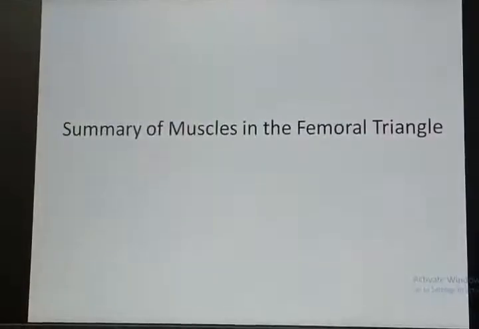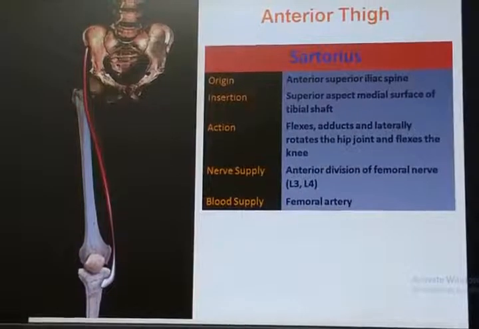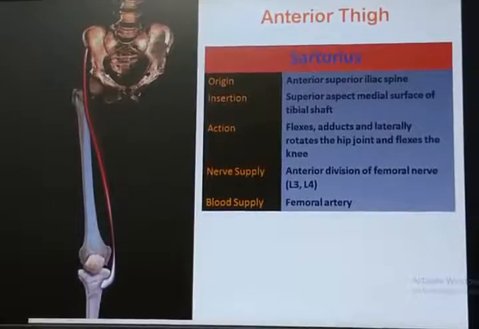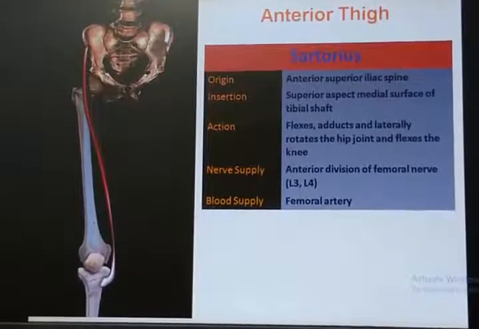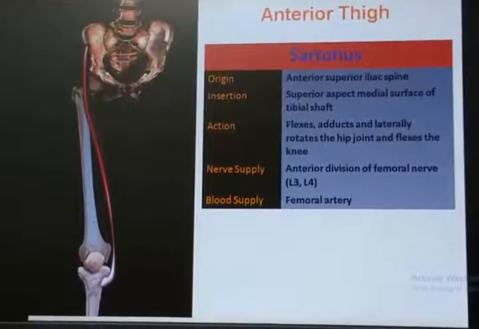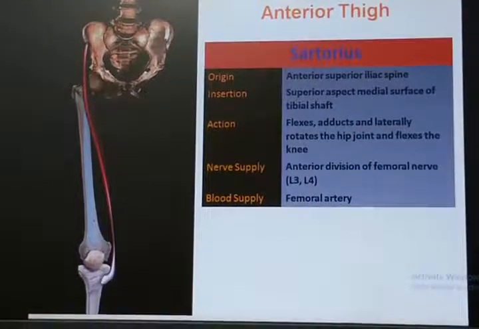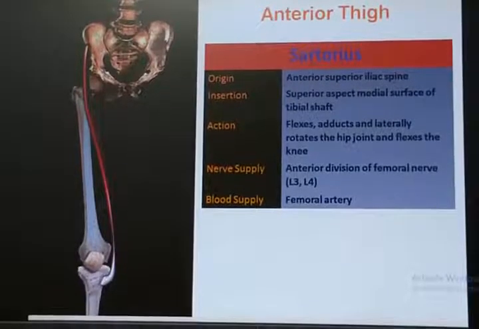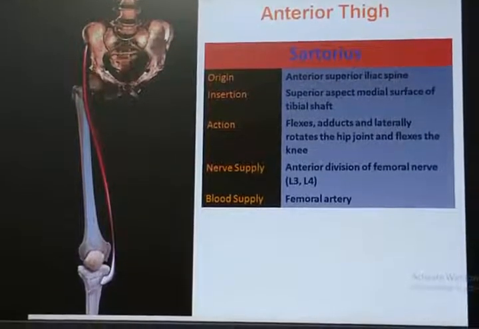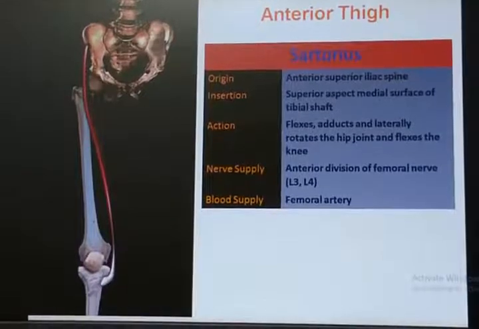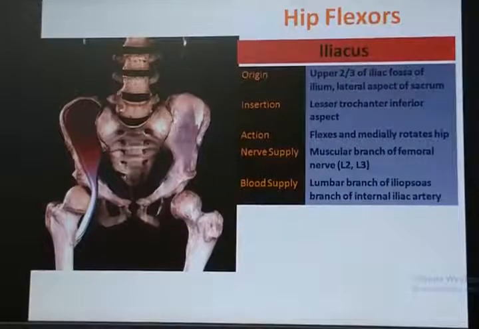Now the summary of the muscles in the femoral triangle: again the sartorius. Origin is the anterior superior iliac spine, insertion is the superior aspect of the medial surface of the tibial shaft. Mostly it flexes and abducts and laterally rotates the hip joint and flexes the knee. In this anterior compartment group of muscles, we know the nerve supply is the femoral nerve, and the blood supply is the femoral artery.